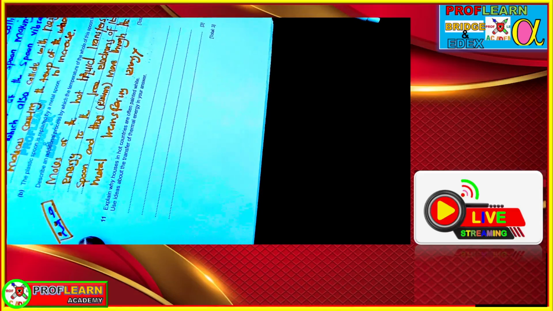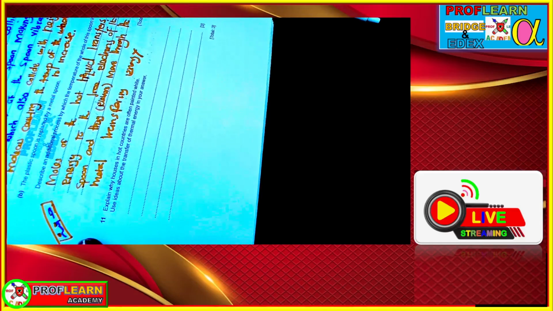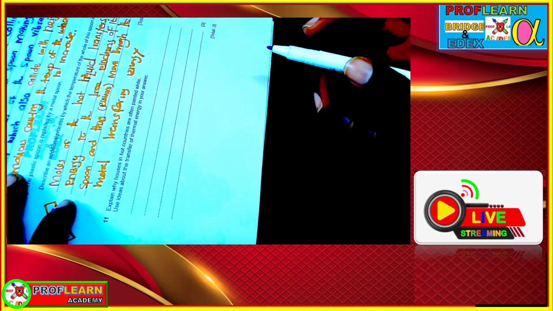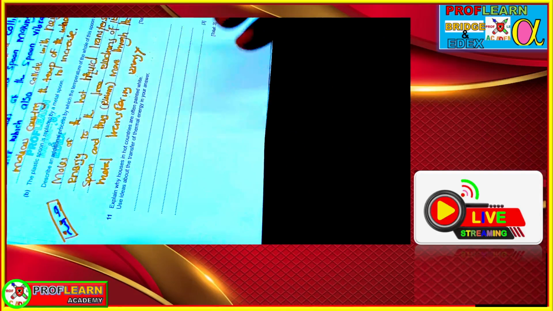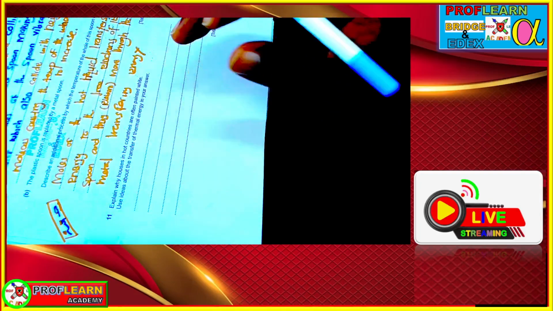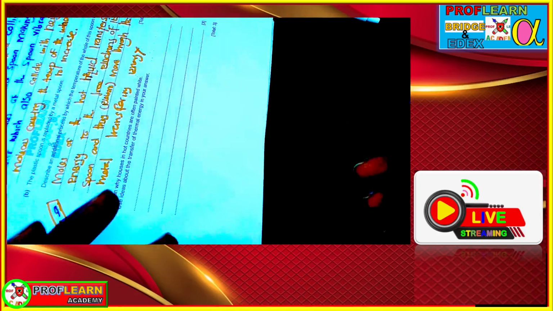Explain why houses in hot countries are often painted white. Use ideas about transfer of thermal energy in your answer. Mostly houses in hotter regions, we can talk of Qatar, they are mostly painted black. Sorry, they are painted white. What's happening? They are painted white so that they can reflect radiations away, because white and bright surfaces are good reflectors of heat. So we don't want the house to absorb a lot of heat because it's already hot.